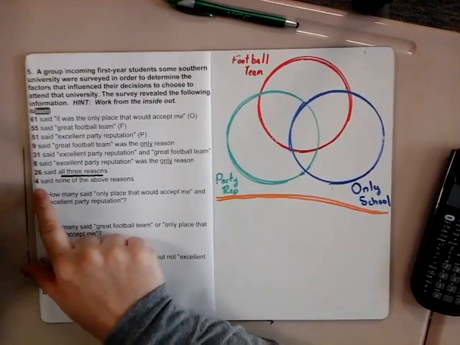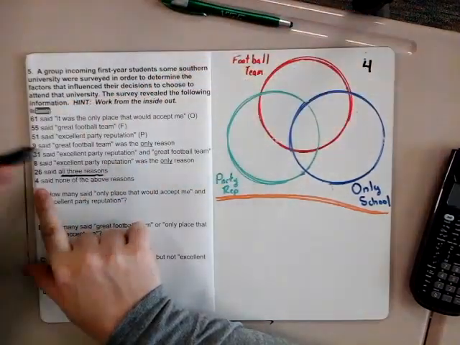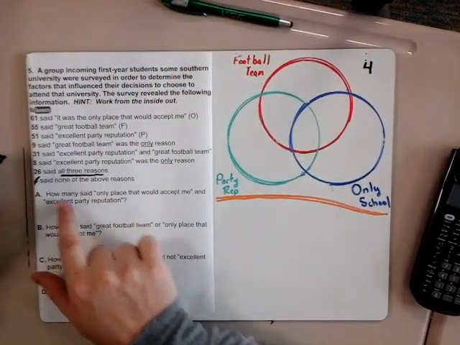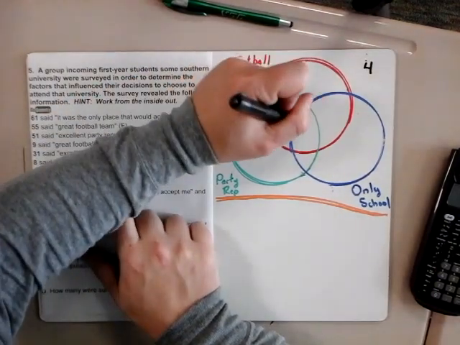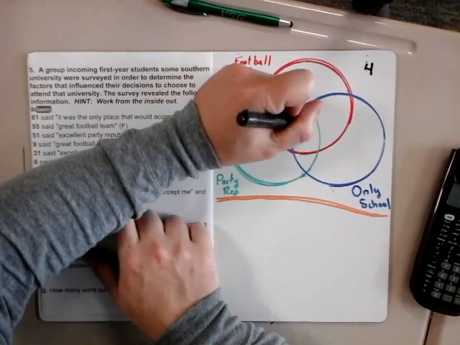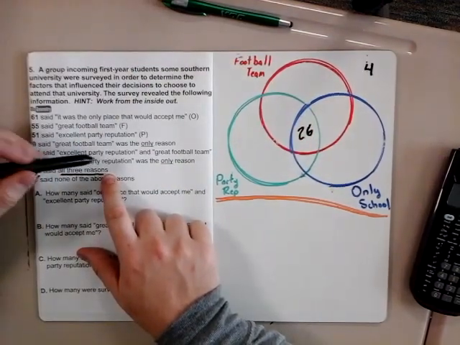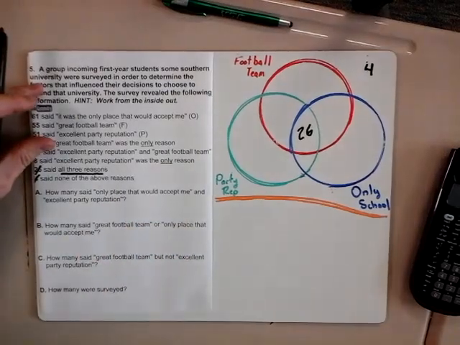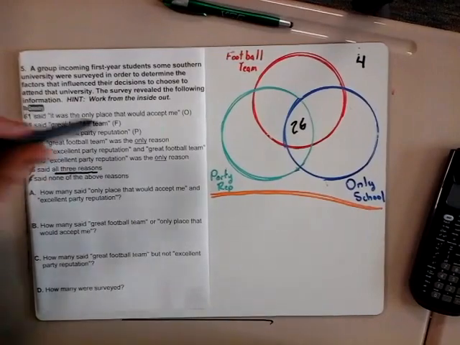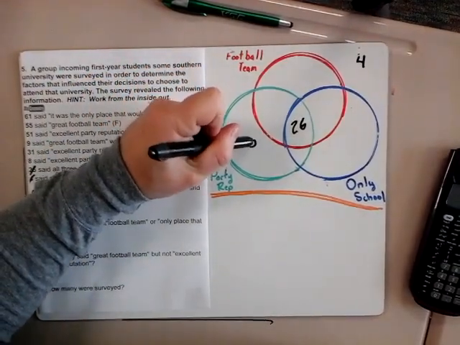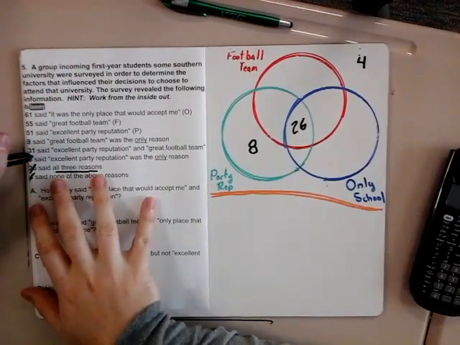So I could put the 4 out here. Get that out of the way. I'm going to cross the stuff off as I write it out. Now I got 26 that said all three. So that's going to go in the middle. 8 said that an excellent party reputation was the only reason. So that's going to go out here because they only went to party at the college.